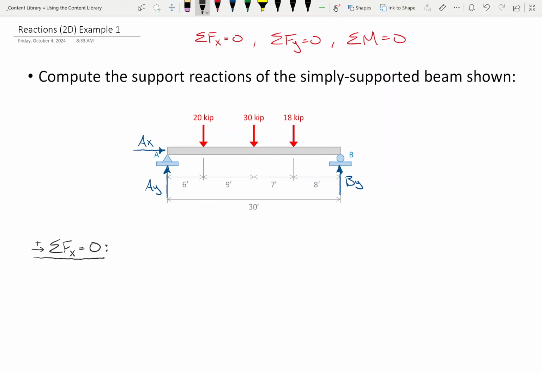So AX is the only force in the x direction, and what must it equal? 0. I'm going to call that equation 1, although that's the answer for that reaction. AX equals 0. There is no reaction at A. Like, you could technically say there is an unknown and the value is 0. Okay. Now, let's do the sum of the forces in the y direction.